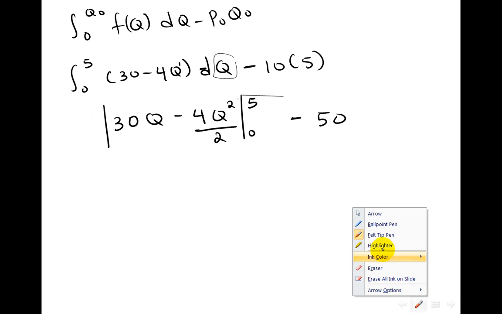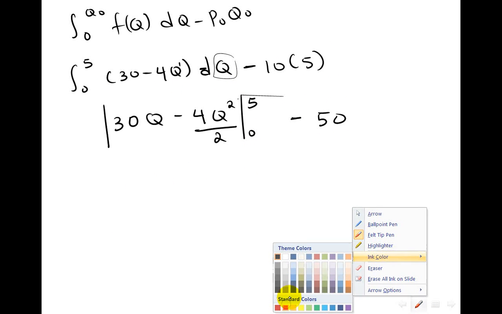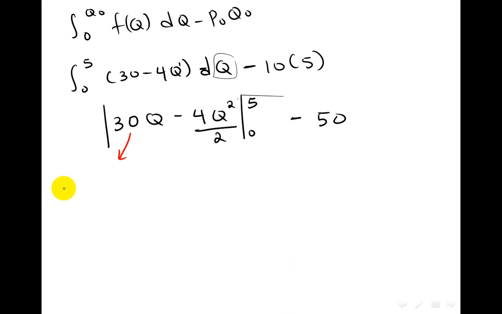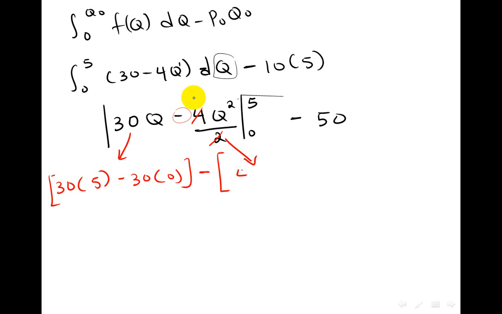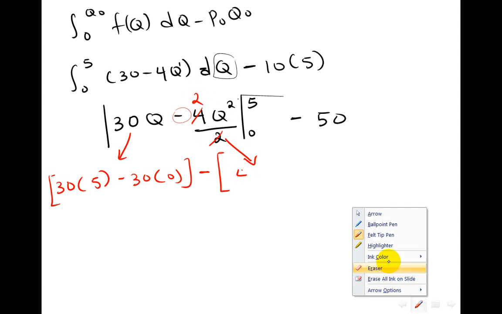Now plug in these numbers. First I will work on this one. It will be 30 times 5 minus 30 times, instead of q we put 0. In between you have a minus. Now work on this part. Here why don't we simplify? 4 divided by 2 will just be 2, so no need for this denominator.